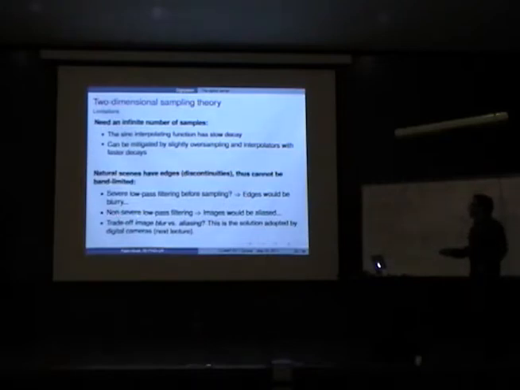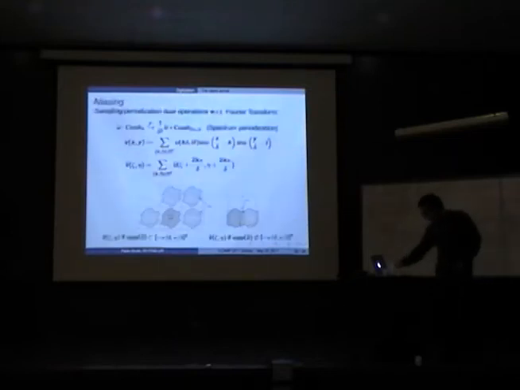If you do a non-severe low-pass filtering, then you have aliasing. So what's a good way to go? Usually manufacturers make a trade-off between image blur and aliasing. This is a way of having edges which are pretty sharp, but you have aliasing, which is something I'm going to talk about now.